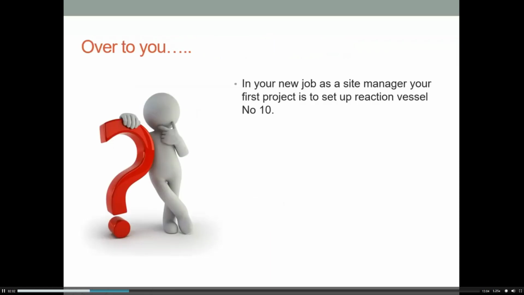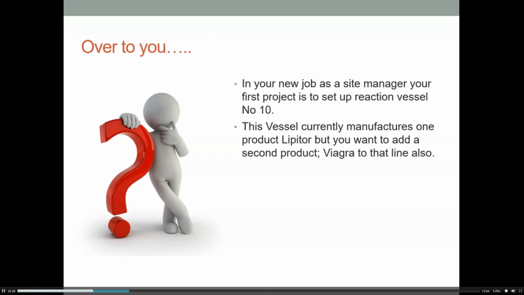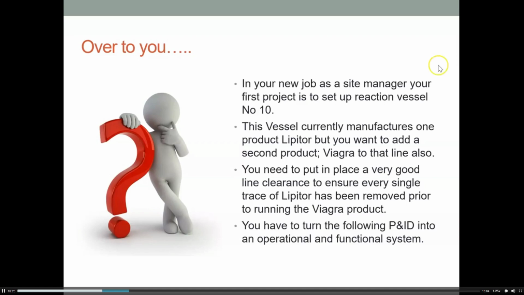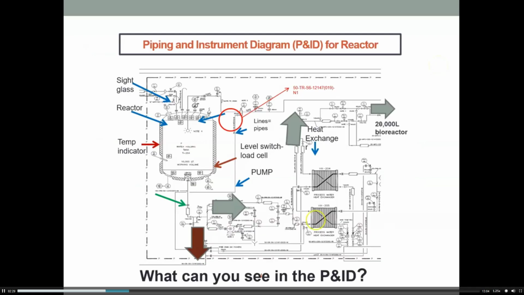So we're going to hand over to you. You've got a new job as a site manager, and your first project is to set up a reaction vessel number 10. This vessel is currently manufacturing one product, Lipitor, at the moment, but you want to add a second product, Viagra, to that line also. So you need to put in place a very good line clearance to make sure every single trace of Lipitor has been removed prior to running the Viagra product. You have to turn the following P&ID into an operational and functional system.